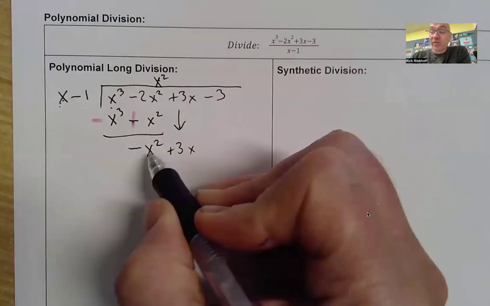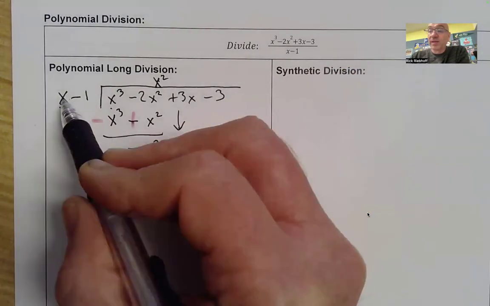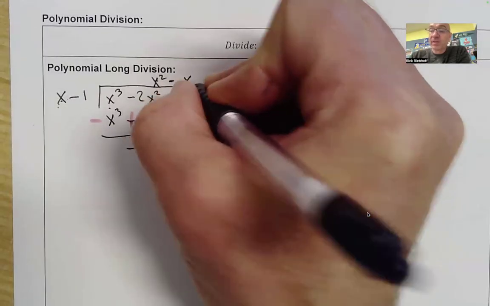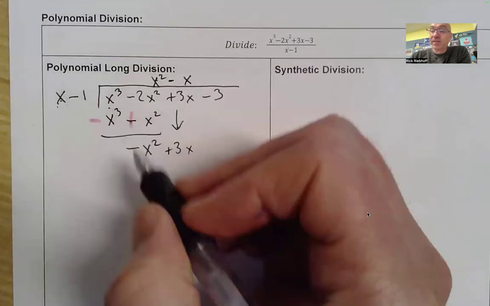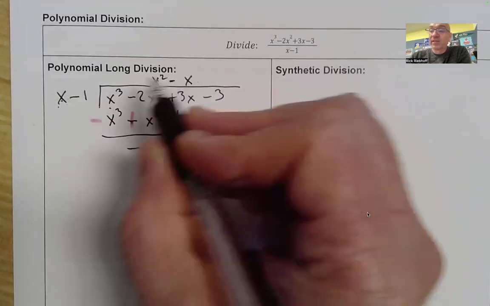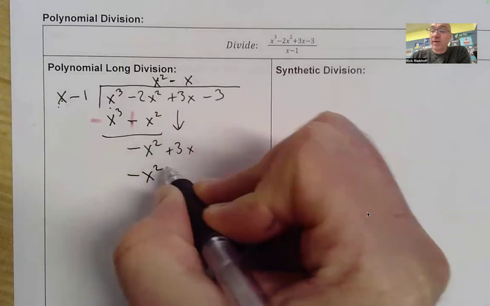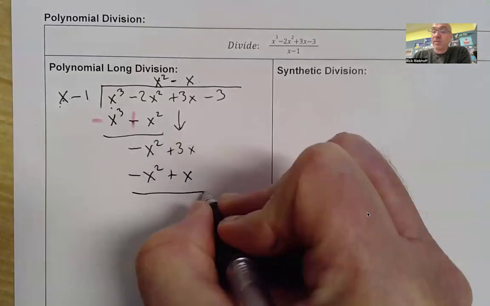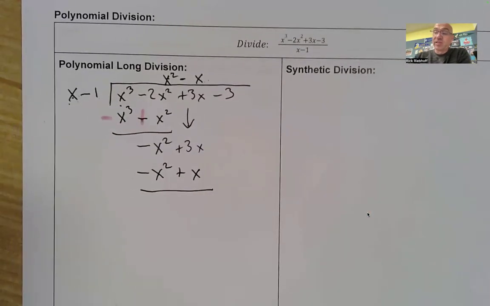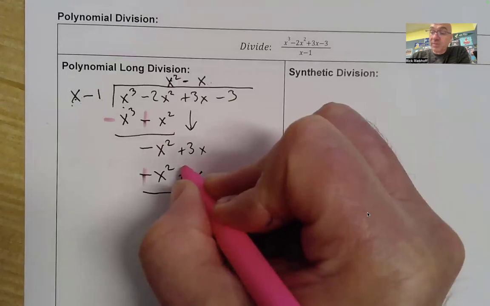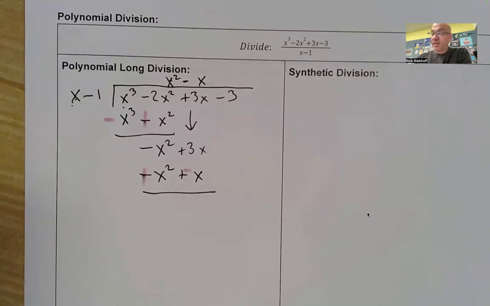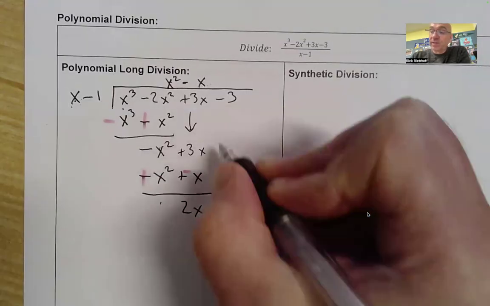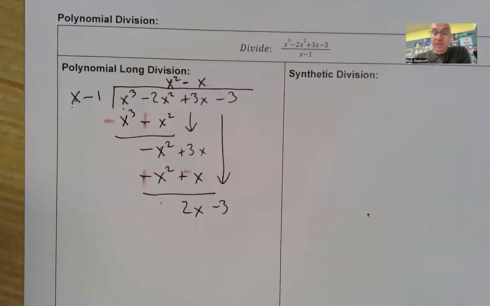All right, now I look at this first thing, negative x squared. So what times x gives me negative x squared? Well, it's got to be negative, and it's got to be x. So let's multiply. Negative x times x is negative x squared. Negative x times negative 1 is positive x. Then let's go ahead and change the signs. This becomes a plus. This becomes a minus. And then let's add down. Those cancel out. 3x minus x is just 2x. And then bring down the last part, minus 3.